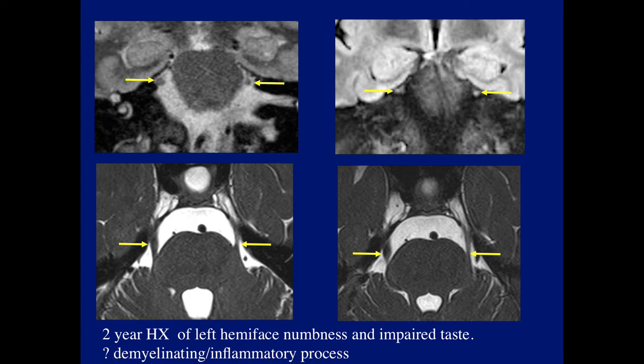This was an interesting case. The patient had a 2-year history of left hemiface numbness and impaired taste. And what we see here, at least on the T2, is that the cisternal portion of the left trigeminal nerve is much smaller than the right. You can see that both on the axial and on the coronal plane.